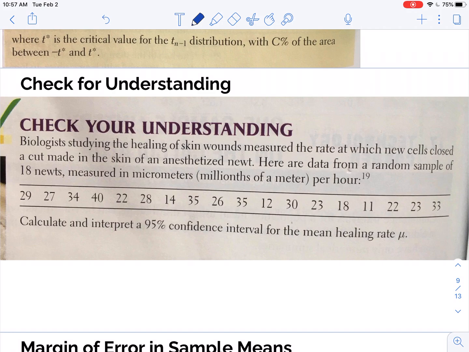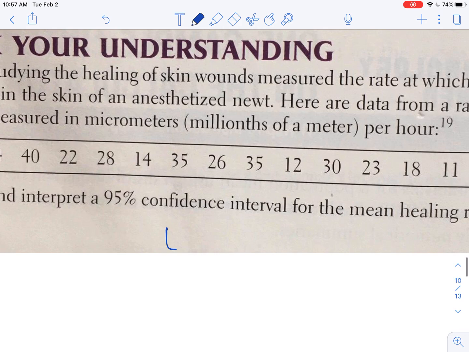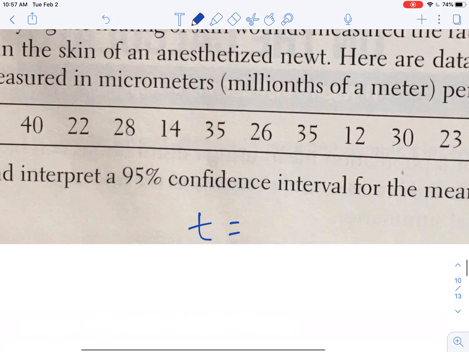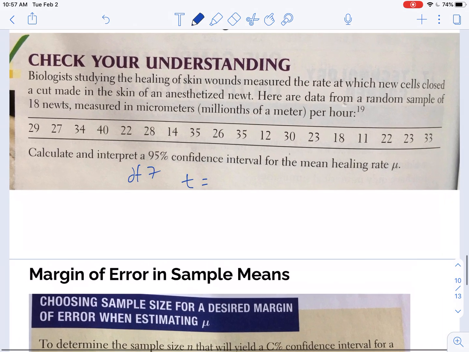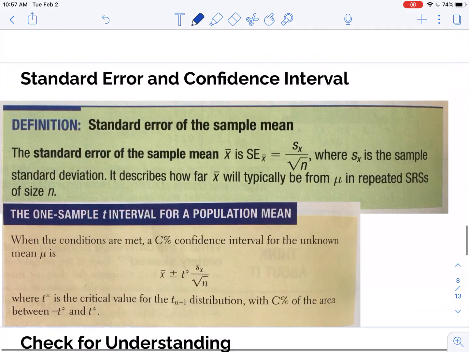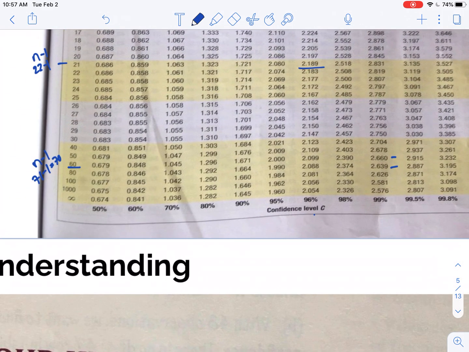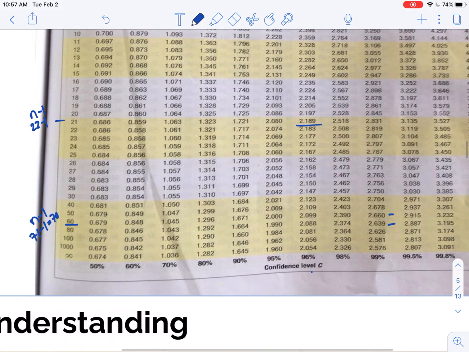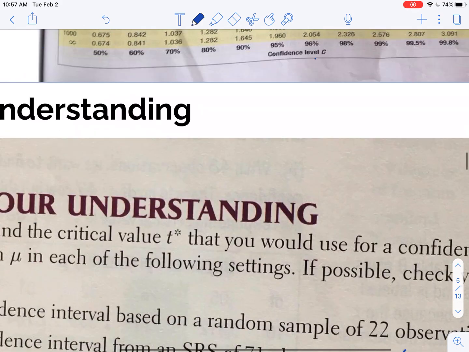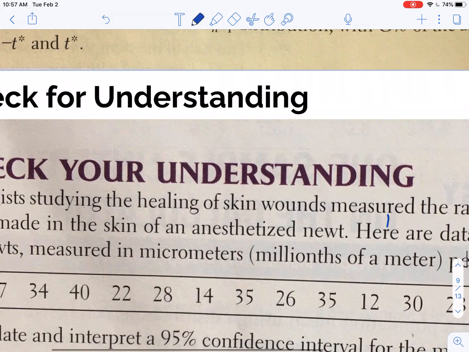So with that, I'm going to say that this is roughly a normal distribution. It might not be exactly normal, but I'm going to assume that the distribution I have here is fairly normal. Now, I do want a t-value, and this t-value is going to come from a degrees of freedom of 17, and then I'm going to look at the 95% confidence interval. So the t-value for 95% with 17 degrees of freedom is 2.11.